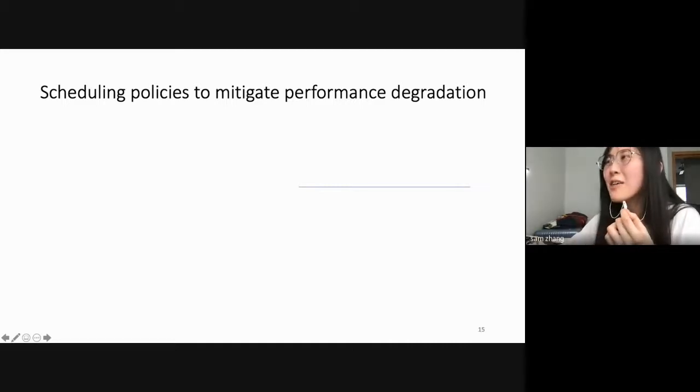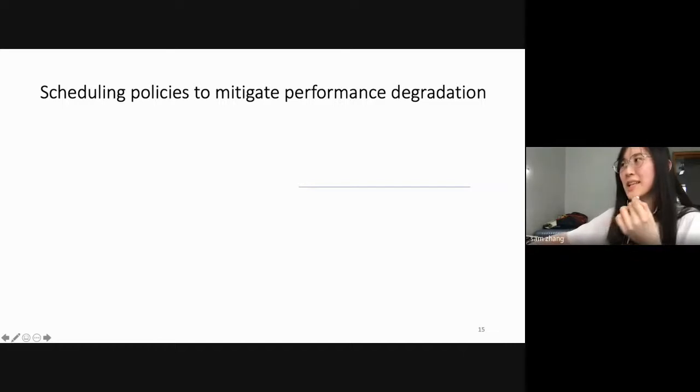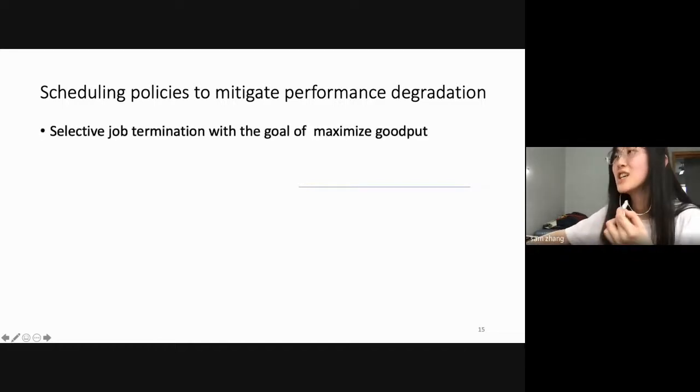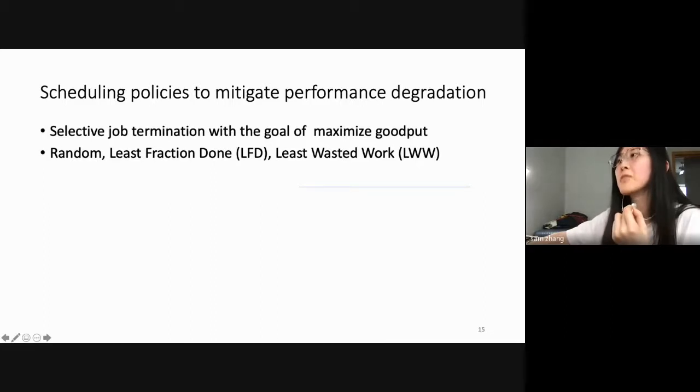So we proposed a couple of scheduling policies that try to mitigate performance degradations. The way we are thinking is to select jobs to terminate with the goal of maximizing goodput. So we have a couple of different policies. The first is random, the second is choosing the jobs that have the least fraction finished, and the third is choosing the job that has the least wasted work incurred.